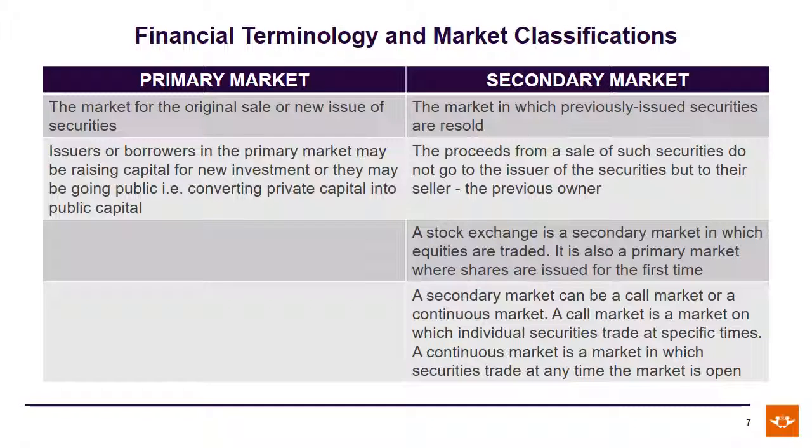Now, if we look at the different types of secondary markets, you can have a call market, in which individual securities trade at specific times, whereas in a continuous market, securities trade whenever the market is open.